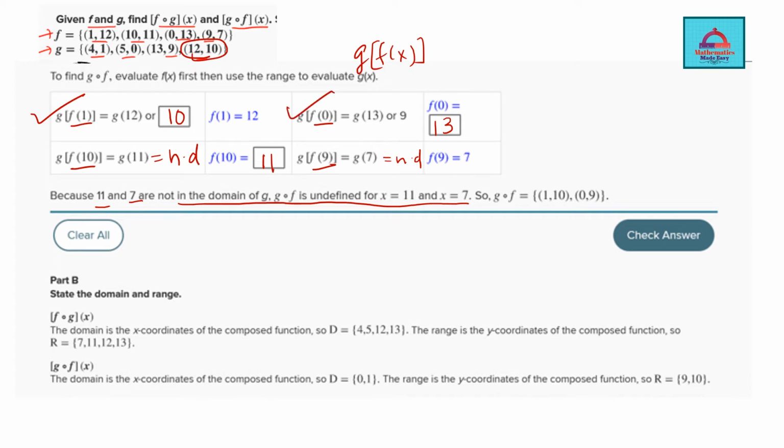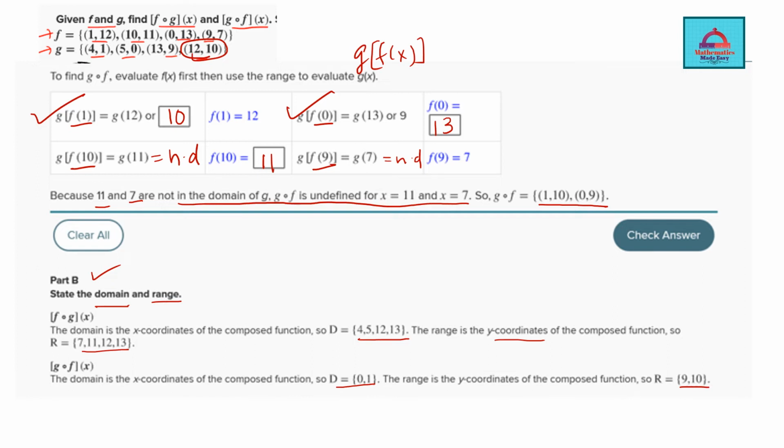So 1 and 0 are in the domain, and 10 and 9 are in the range. So this is how the function would be defined. In part B, you are asked for the domain and the range. So for the composite function, the domain is the x coordinate. So you take only the domain points. The range is the y coordinate. So you take those points. For this one, the domain is only the x coordinates 0 and 1, and the range is 9 and 10.